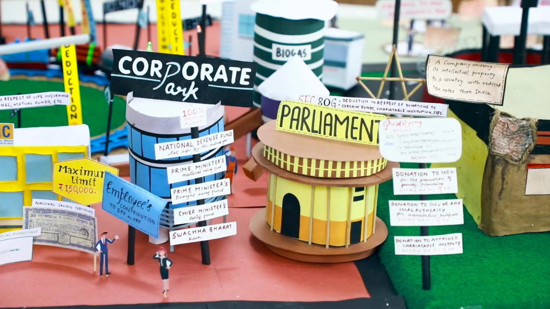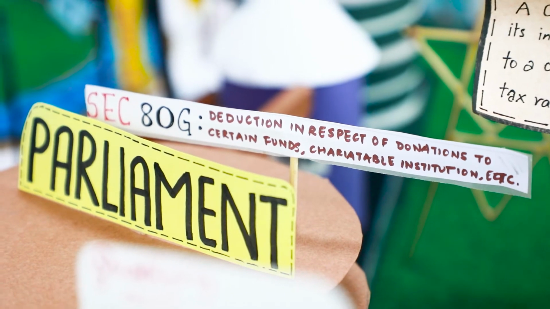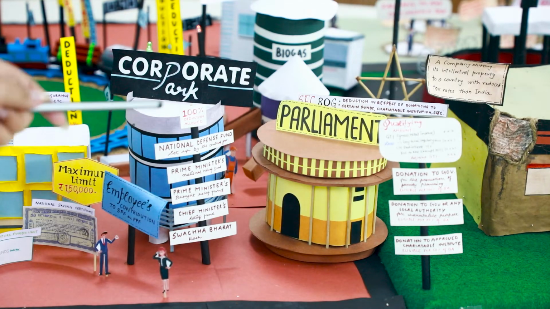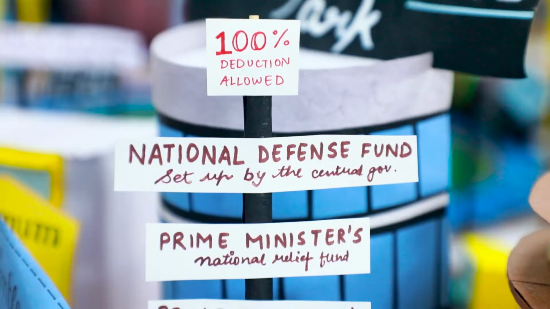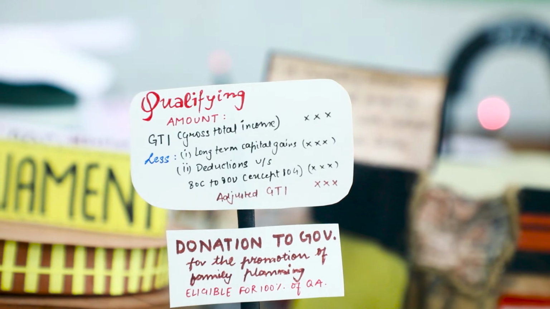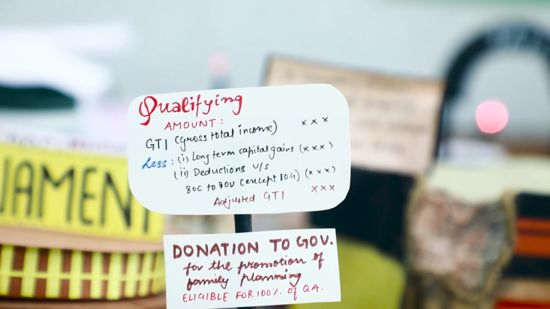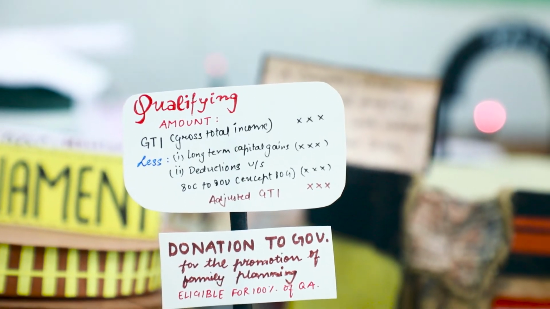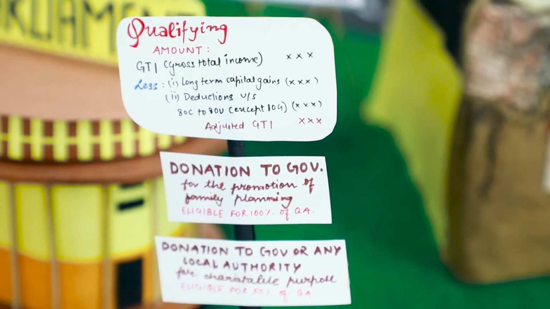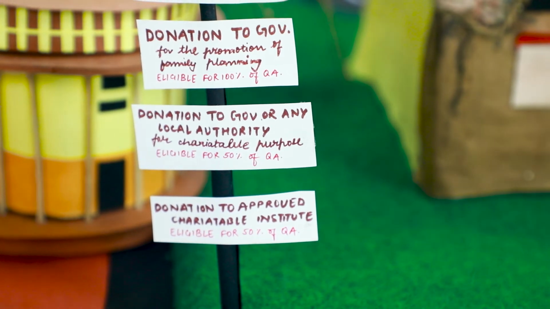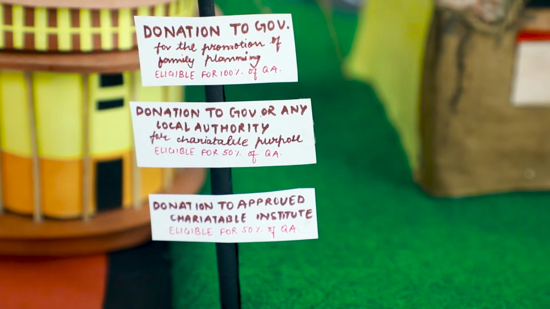So next is deduction under section 80G, which is a deduction in respect of donations to certain funds, charitable institutions, government, etc. Under which there are 2 varieties, which is qualifying amount and one without it. The qualifying amount is computed by taking the GTI or gross total income, then deducting long-term capital gains and deduction under 80C to 80U except 80G and 80GG, and then finally we arrive at the adjusted GTI or adjusted gross total income, and then 10% of which is considered qualifying amount.